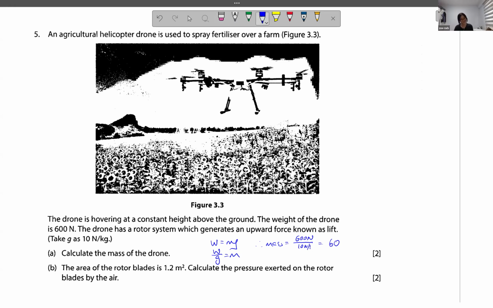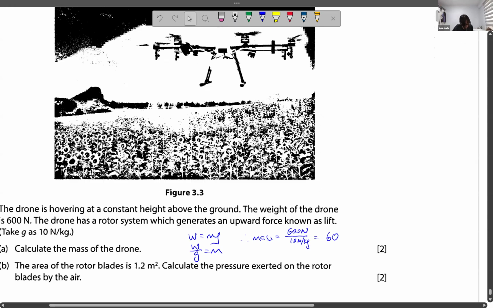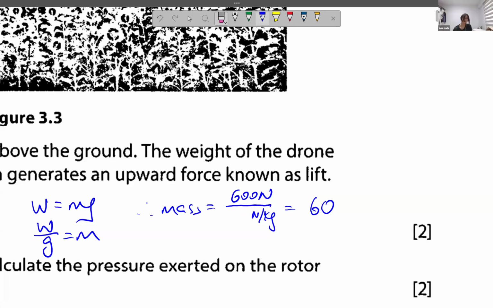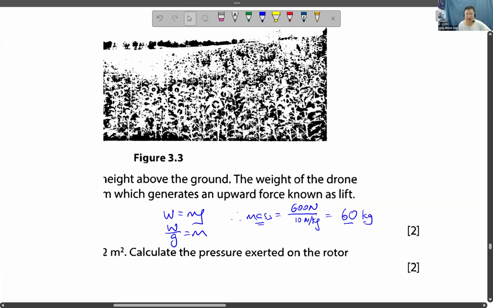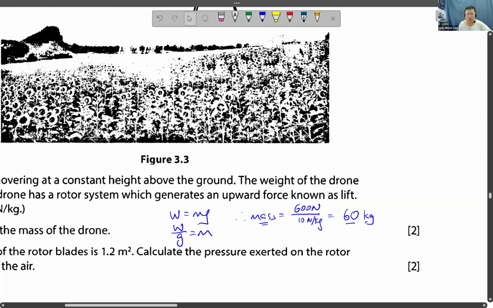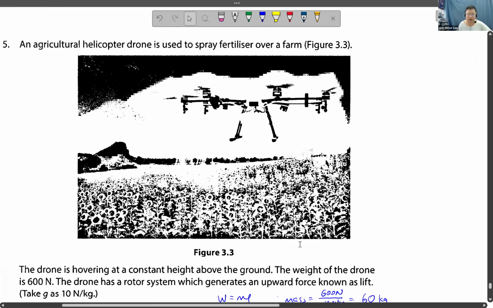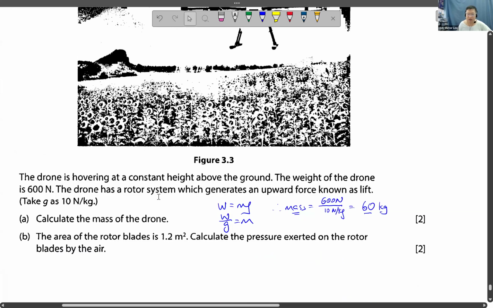60. Wait. Newton divided by Newton per kg. What do you think becomes? Kg. Yes, correct, kg. Be careful, because it's a mass, so it must be kg. Okay, next one. And the blade pushes the air down, so it can uplift, right? An upward force. So what's the pressure acting on the motor by the air? You got the weight, 600 Newton.